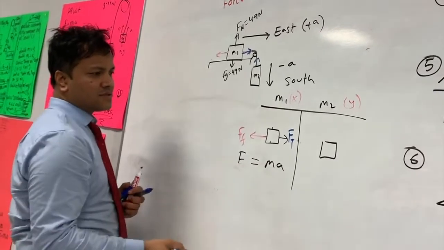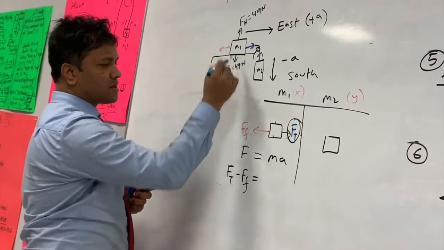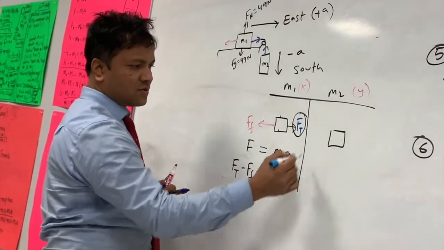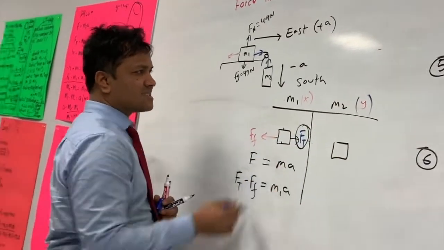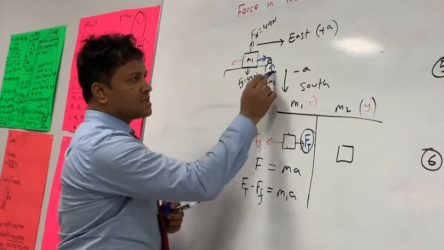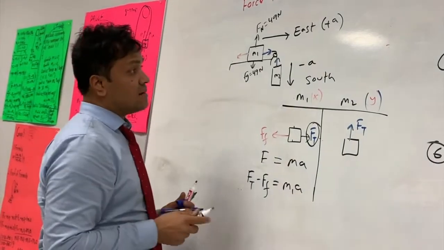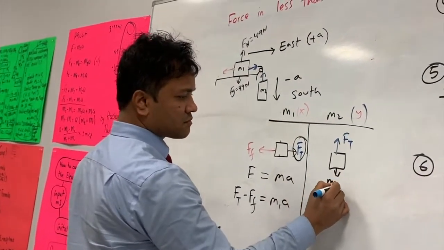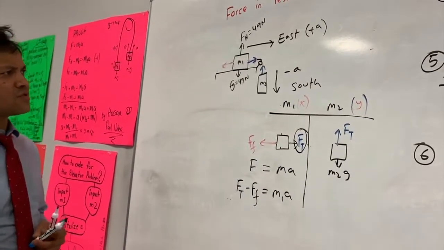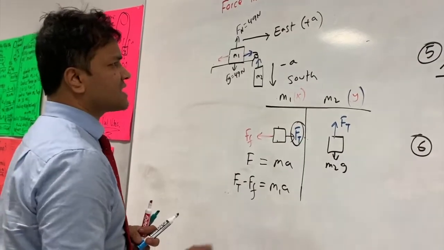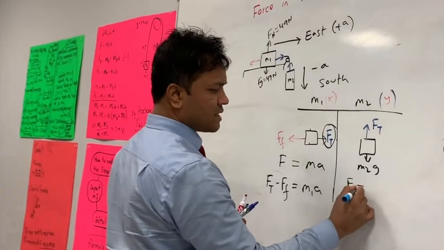All right, now F is what? Ft minus FF is equal to M1A because this is M1. Now let's do this one. What is Ft? We have to do it in the y direction because it's accelerating in the y direction. This is Ft, so I'm going to use the blue, Ft. This is M2G. So I'm going to use Newton's second law, a different approach. Let's not say this is accelerating downward and use that. F is equal to ma.